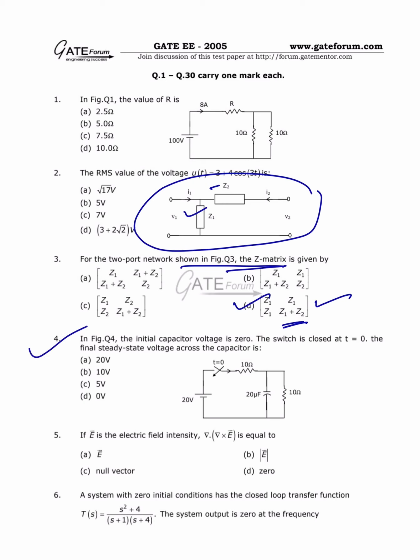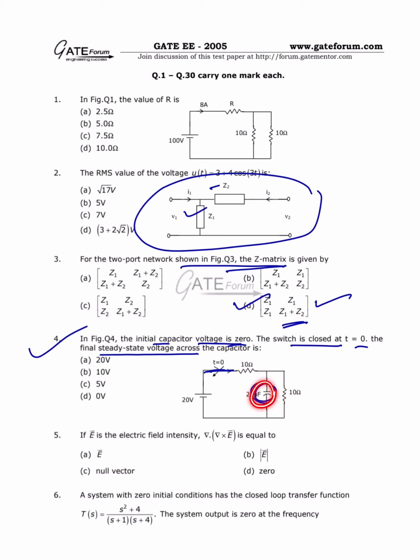Now coming to the fourth question. The initial capacitor voltage is 0. Initially the voltage across this capacitor is 0. The switch is closed at t equal to 0. Final steady state voltage across the capacitor: what is the voltage across this capacitor? See, if you keep the switch closed for a long time, t equal to infinity, then the capacitor will be fully charged. For what voltage will the capacitor be charged? The parallel equivalent voltage. What is the parallel circuit here?